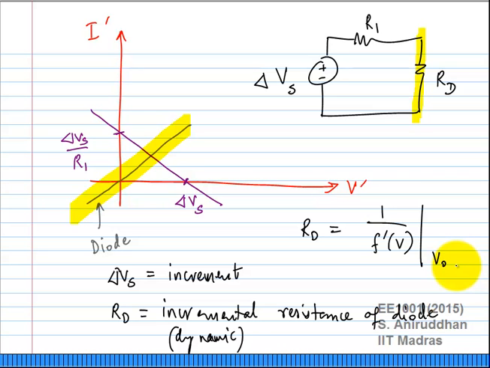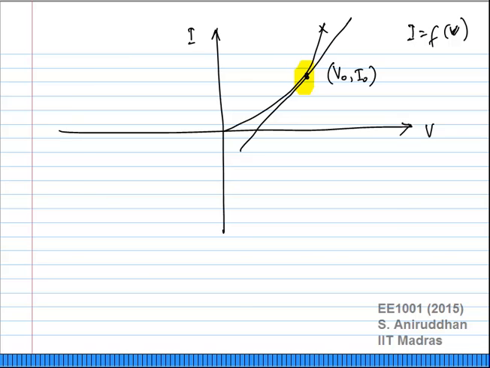Okay, that is very important, because if you change V0, the dynamic resistance will change. If you had taken the tangent at a different point, somewhere here, the slope of the tangent changes, and the dynamic resistance of the diode will change.